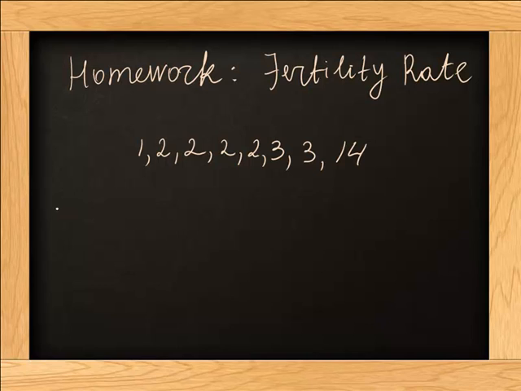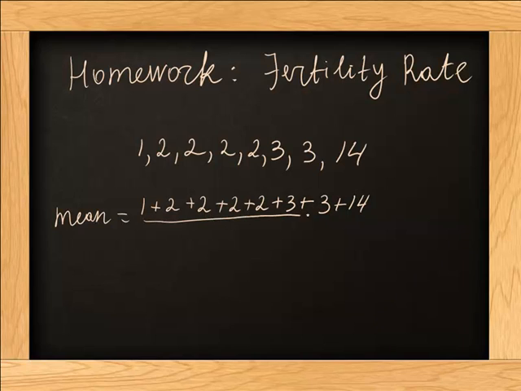So in this data set, the mean number of children is 1 plus 2 plus 2 plus 2 plus 2 plus 3 plus 3 plus 14 divided by 8, which equals 3.6. Is this a representative average? No. Everybody in my family but my wife's maternal grandparents had three or fewer children. They're the ones who distort the mean in this data set.